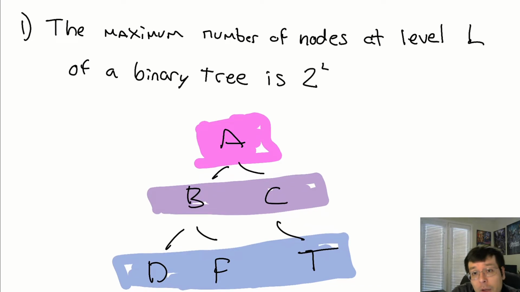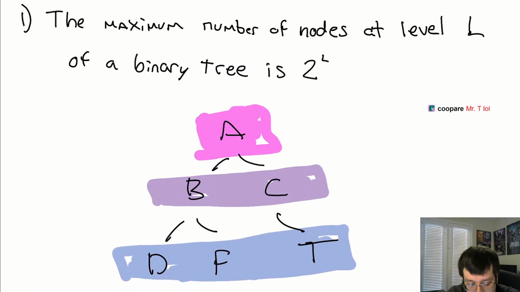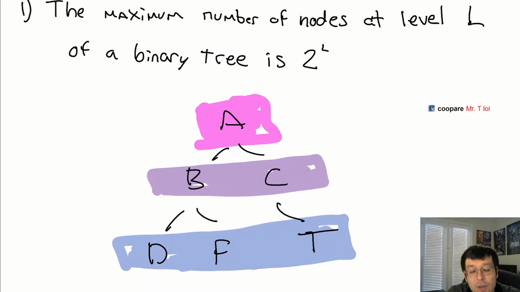So going back, now that we know what this word level means, this might make a little more sense. The property says the maximum number of nodes at a certain level L of a binary tree is 2 to the L. Oh yeah, that's probably what I'm thinking of, Mr. T from the show The A-Team. So basically, if you want to count how many nodes there are at a particular level, it's a very easy thing to do. Just go 2 to the power of whatever level you're at.